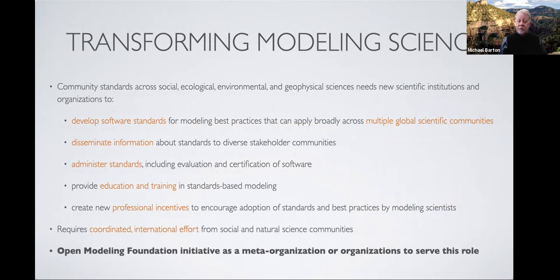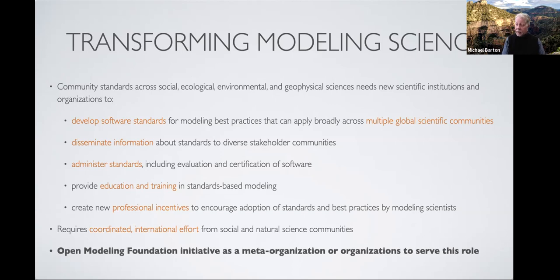We need new scientific institutions to help us do this. How do you get standards? So we need institutions, meaning rules and organizations, to develop software standards that can apply to multiple global scientific communities, tell people about them, disseminate this information, administer the standards. That means we need to be able to recognize individuals and teams that adopt the standards and be able to certify software that meets standards. We need to provide training and education.